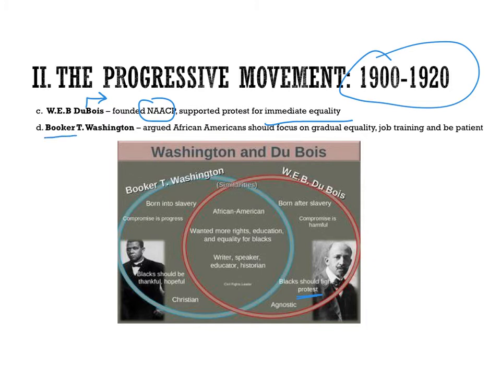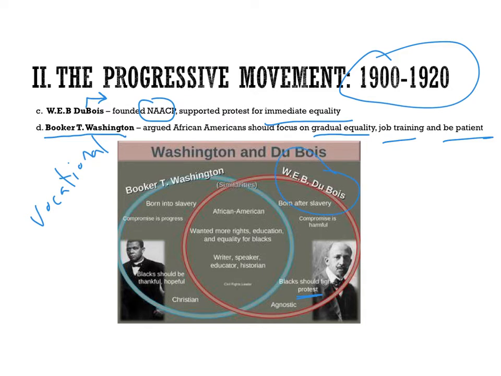Versus Booker T. Washington, who said African Americans should focus on gradual equality, job training, and be patient. He pushed for vocational training and education, if you know that word, vocational. In modern times, we think academics.